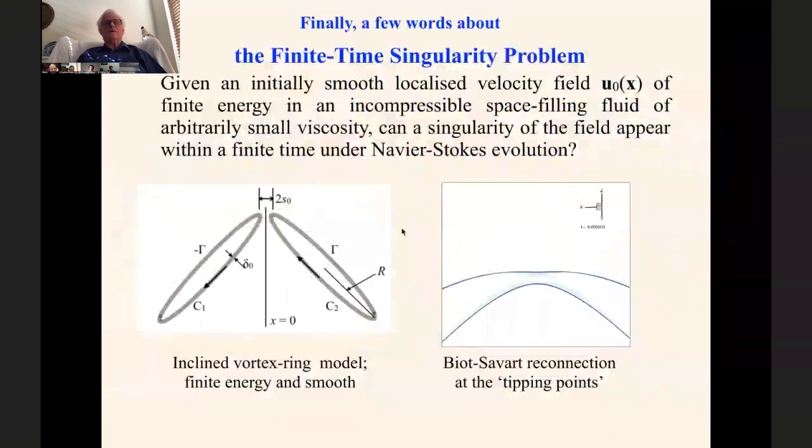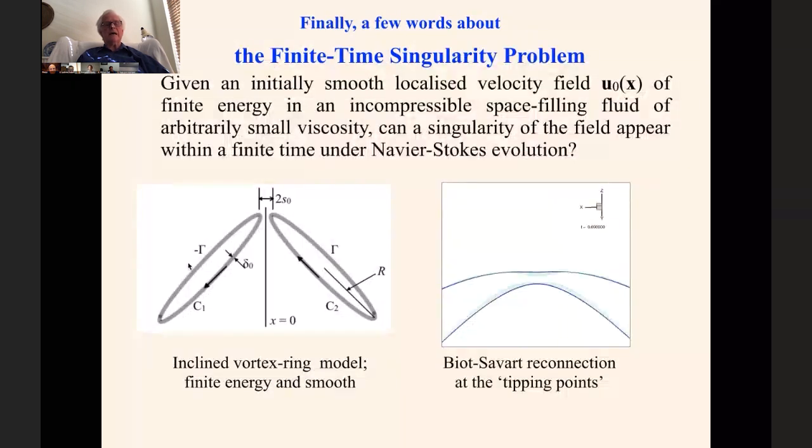Now, a few comments about the finite time singularity problem, if time permits. This is famous, one of the Clay problems. Given an initially smooth, localized velocity field of finite energy in an incompressible space-filling fluid of arbitrarily small viscosity, can a singularity of the field appear within a finite time under Navier-Stokes evolution?